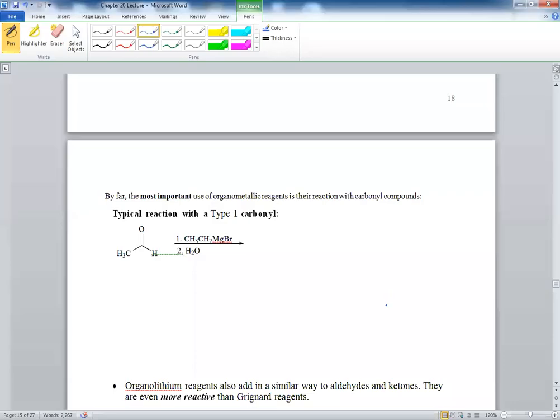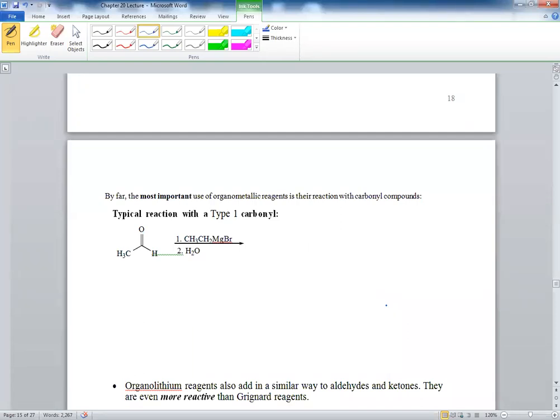Now, all of this discussion was done to prepare us to get to this point. By far the most important use of organometallic reagents is their reaction with carbonyl compounds. This is why we did not study them reacting with alkyl halides in the last course of organic chemistry, Organic One. So carbonyl compounds are the key.